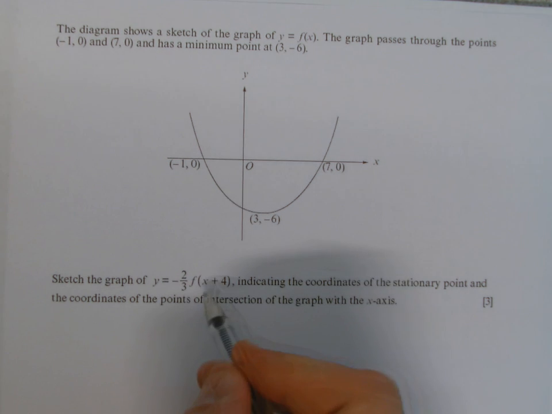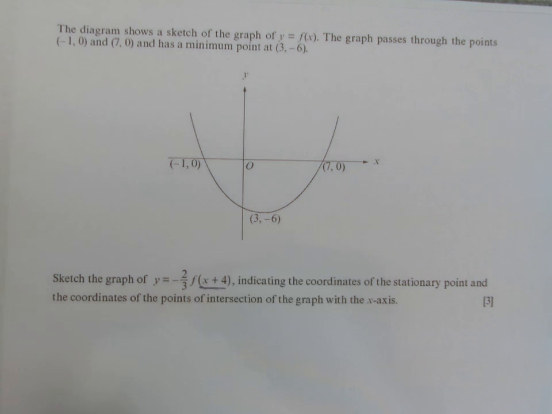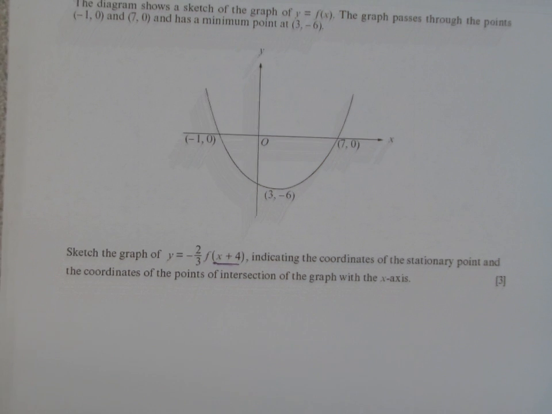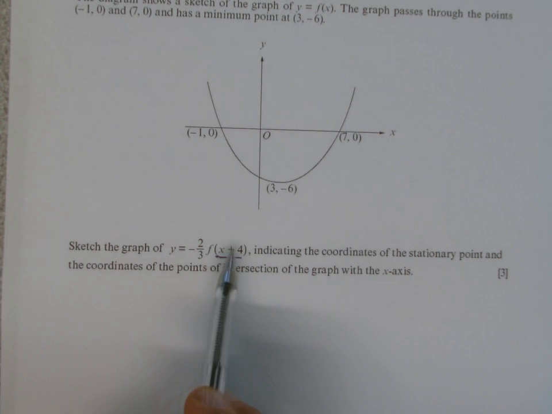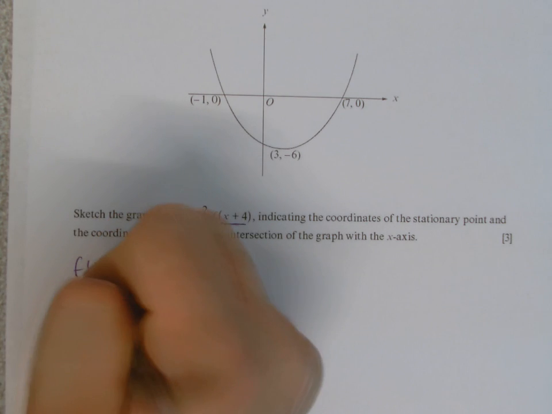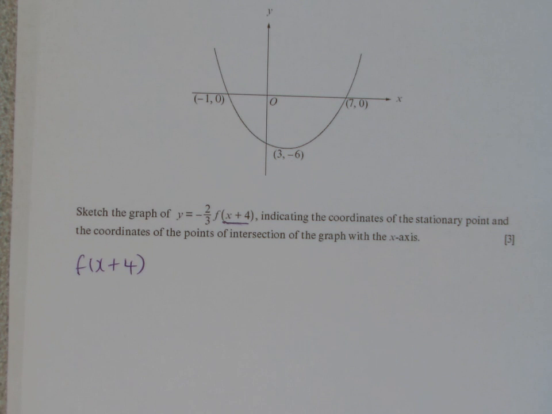Now, when you transform a graph, you need to do it in steps. Don't do it all in one go. The first thing I would do is work out f of x plus 4. So do inside the bracket first. Always, when you're transforming, sort out the inside stuff in the bracket. It's going to be a number of graphs to get this right, and that's what you need to do in the exam. You need to set this out in steps, so you might have 2 or 3 graphs drawn until you get your final answer.